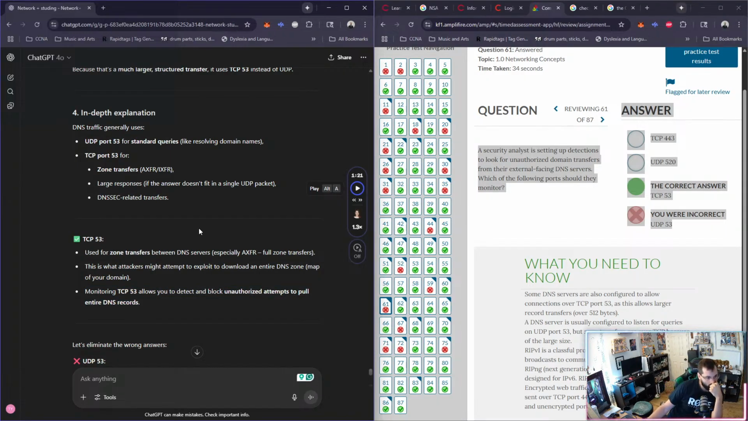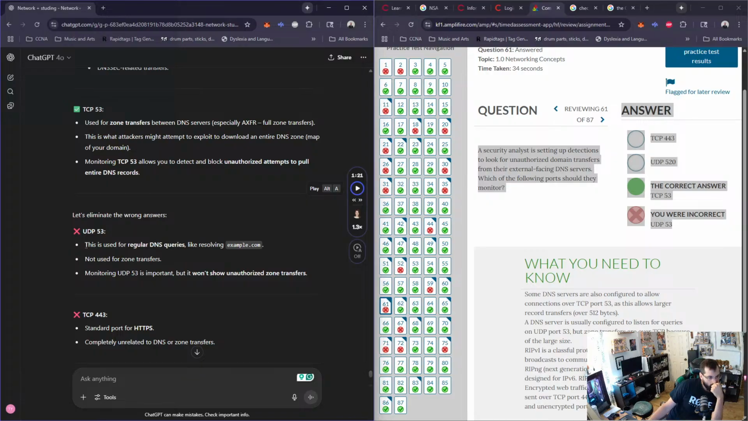Okay. UDP 53 is used for regular DNS queries like resolving example.com, not used for zone transfers. Monitoring UDP 53 is important, but it won't show unauthorized zone transfers. Okay.